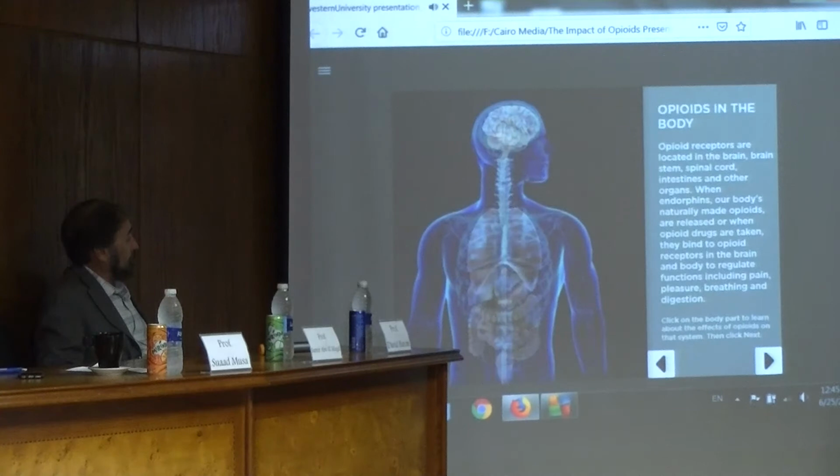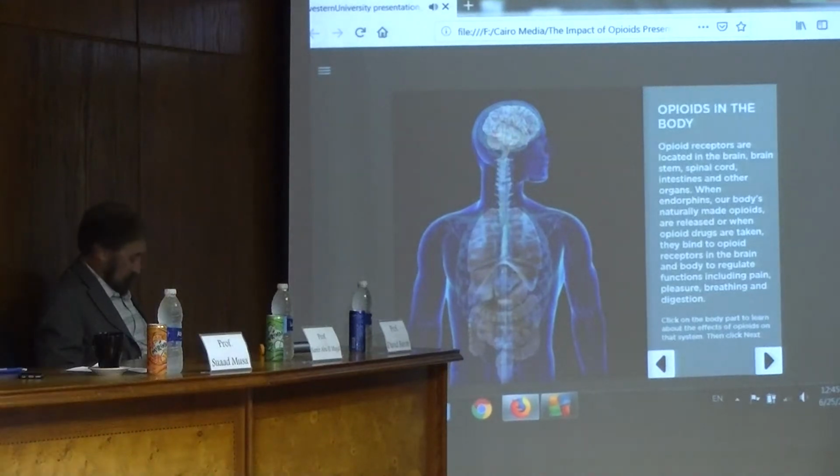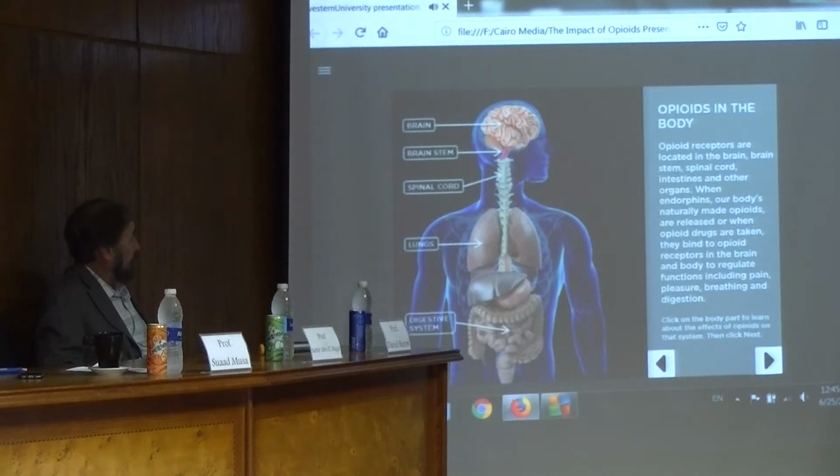Opioid receptors are located in the brain, brainstem, spinal cord, intestines, and other organs. When endorphins, our body's naturally made opioids, are released, or when opioid drugs are taken, they bind to opioid receptors in the brain and body to regulate functions including pain, pleasure, breathing, and digestion. Click on the body part to learn about the effects of opioids on that system.